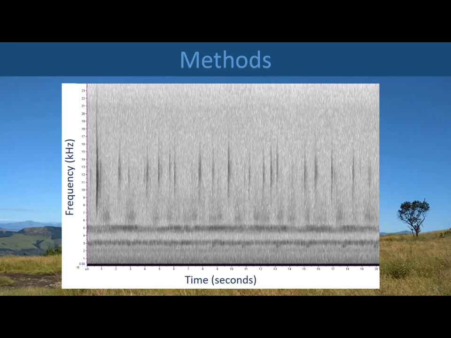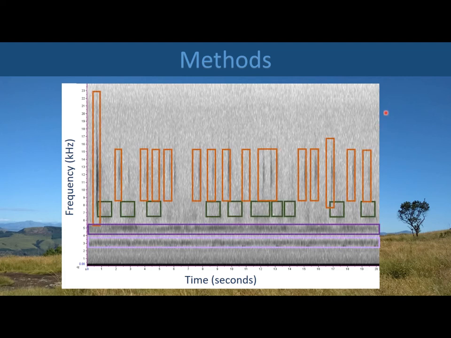I used Raven Pro, a computer software program, to visually represent each individual recording as a spectrogram, where we have time on the x-axis and frequency on the y-axis. From this, you can see that there are at least four recognizable patterns within the spectrogram. The orange and the green squares indicate bush cricket calls, the purple down here are crickets and were not included in further analyses. From this, we can then count the number of species calling to get a species richness per recording.